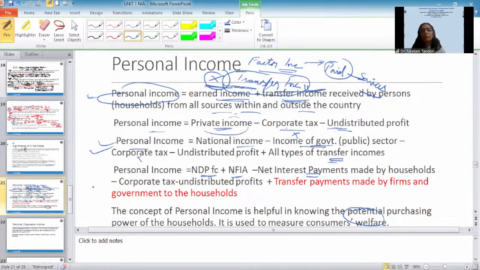For example, unemployment allowances. Those people who are unemployed get allowances for not working. Are they contributing anything back? No, but they're getting money in hand. That means it is transfer payments. Okay, transfer income, transfer payments is this. I hope it is clear to all of you.